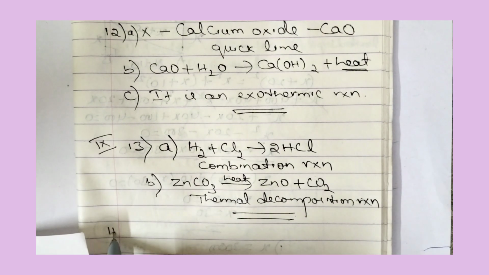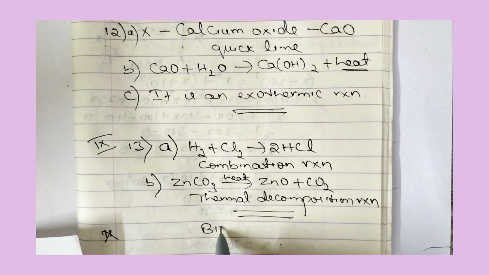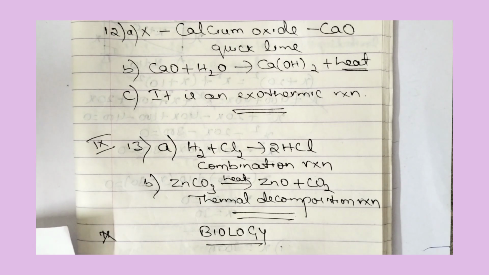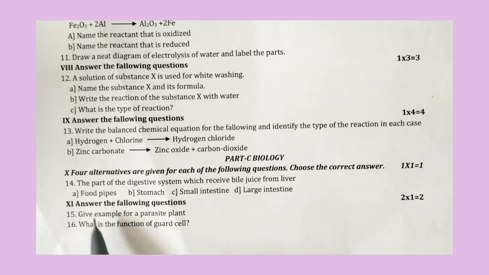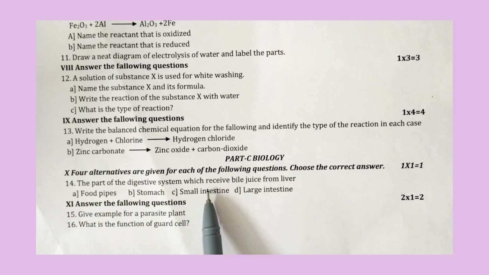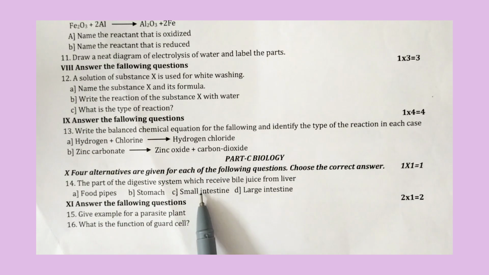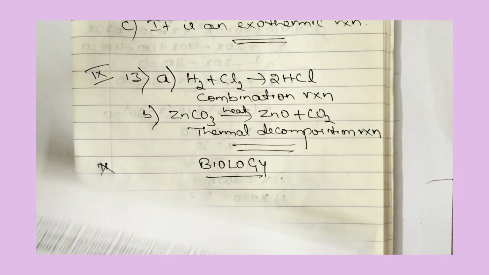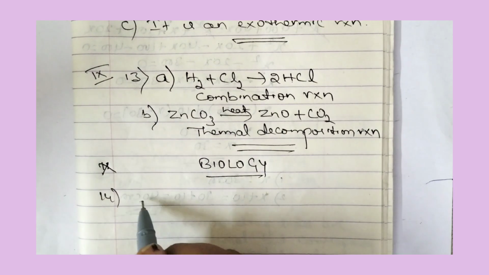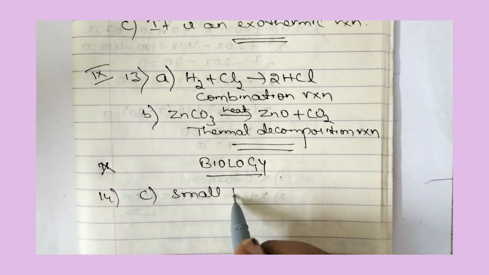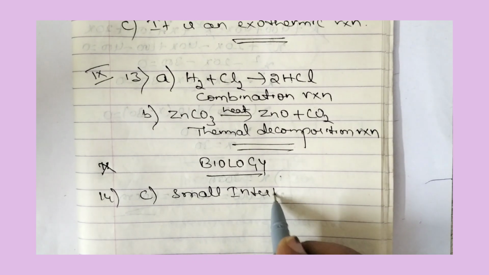So now let us move to the 10th main, the part called biology. Chemistry is over. Now let us move to the biology part. The first question of the biology part is: the part of the digestive system which receives bile juice from the liver. Food pipe, stomach, small intestine, large intestine. The right option is option C, that is question number 14. Option C, small intestine. That is the duodenum of the small intestine that will receive it.